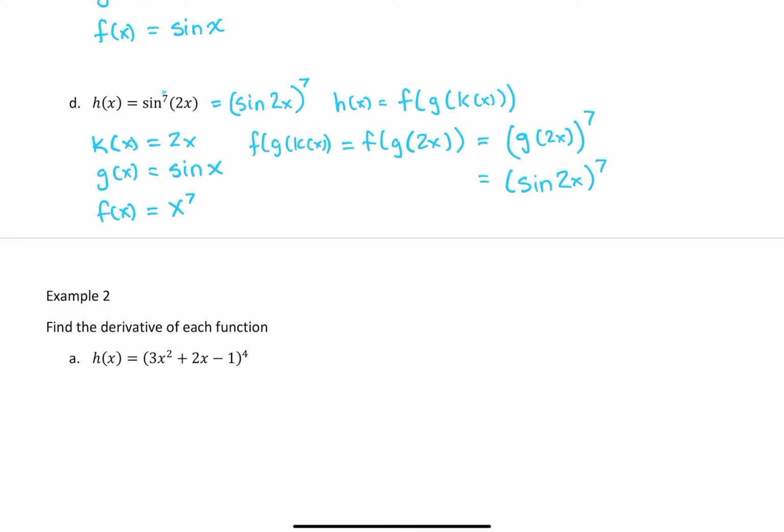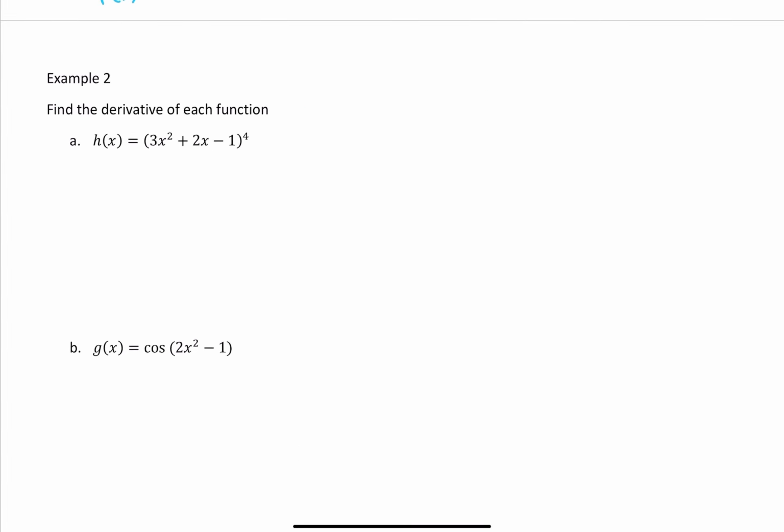And remember, when you see a trig function raised to a power, it means the function is raised to the power, not the angle. So we generally put it on the trig function and not at the back, just so there's no confusion. So this is actually the same thing as sine to the 7th, 2x. So once we understand the concept of what's inside and what's outside, we can actually start doing calculus to get our derivatives. So for example, for number 2, we're going to find the derivative of each of these functions.